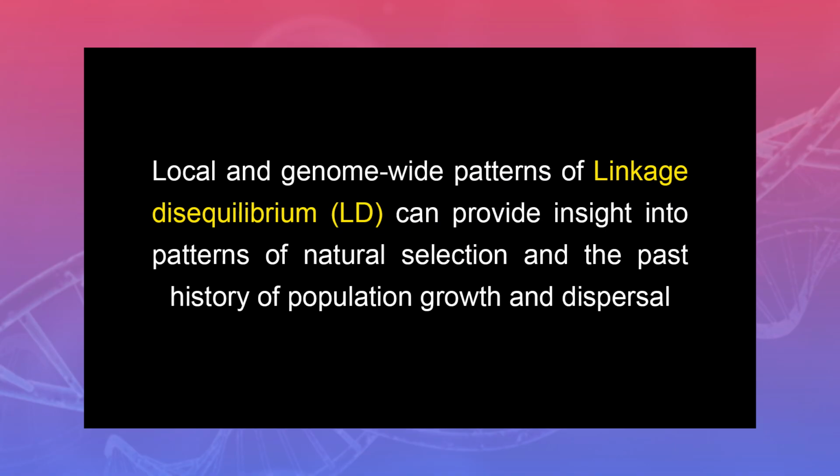Recombination interacts in a complex way with selection, mutation, and genetic drift to determine levels of linkage disequilibrium. As a consequence, local and genome-wide patterns of linkage disequilibrium can provide insight into patterns of natural selection and the past history of population growth and dispersal. In humans and other model organisms, linkage disequilibrium between marker alleles and traits or characters of interest allows fine-scale gene mapping.